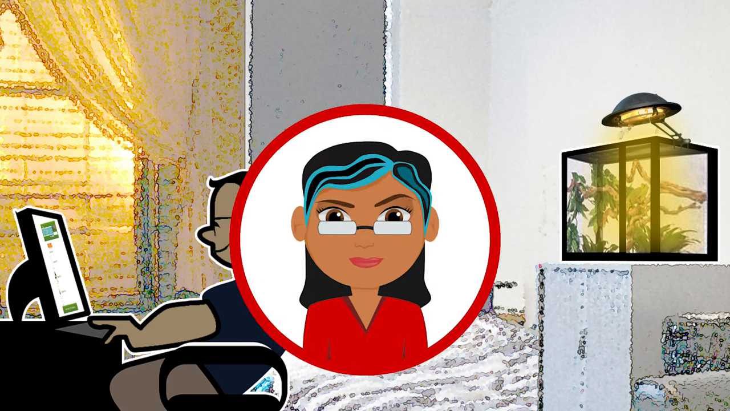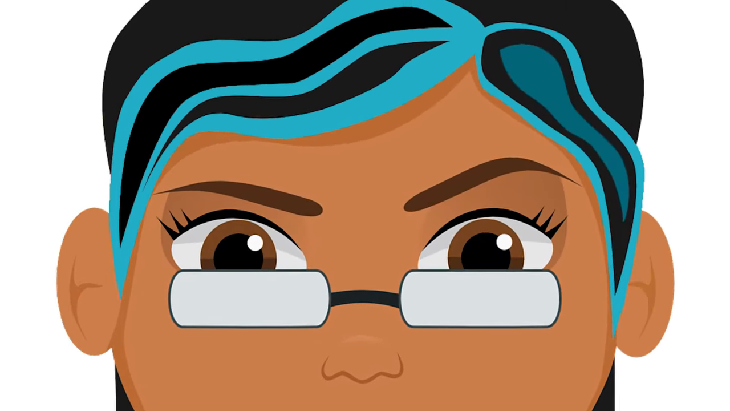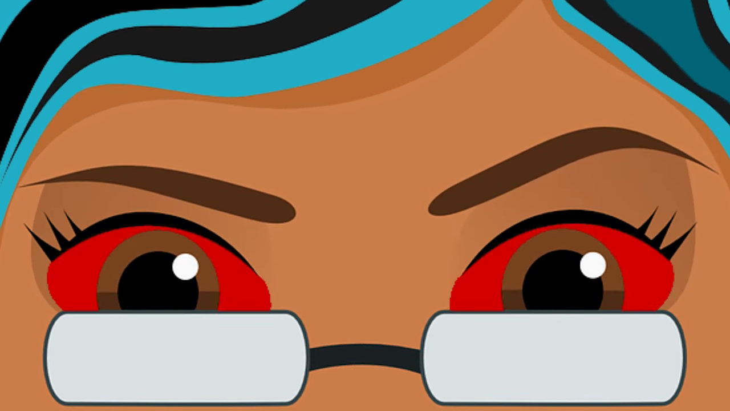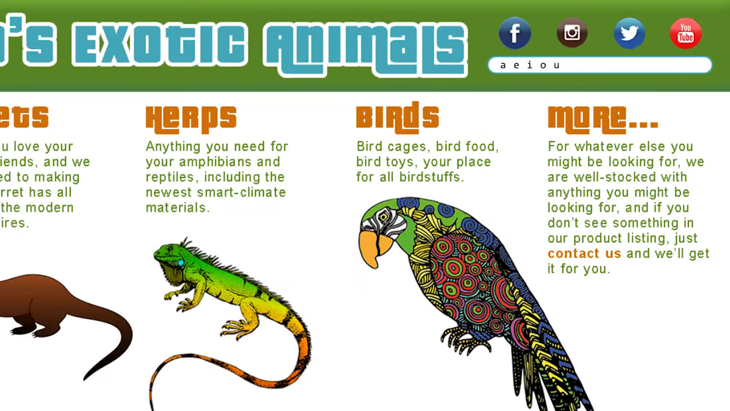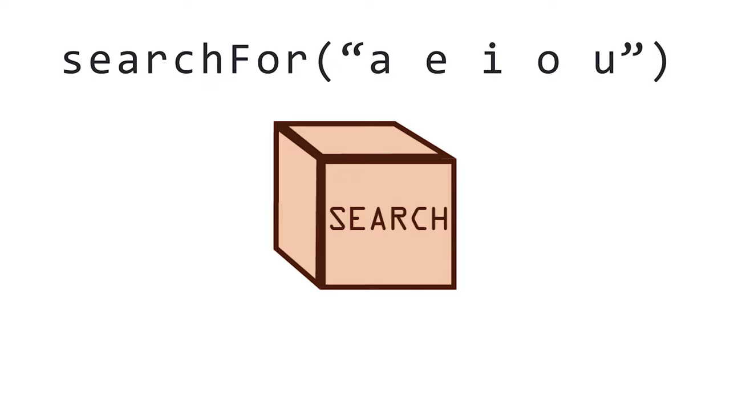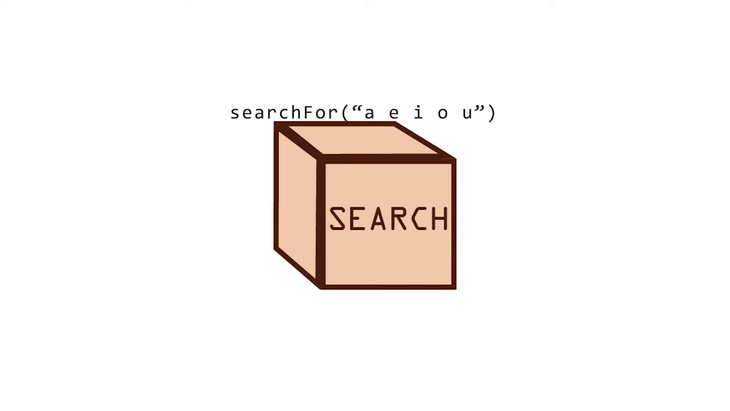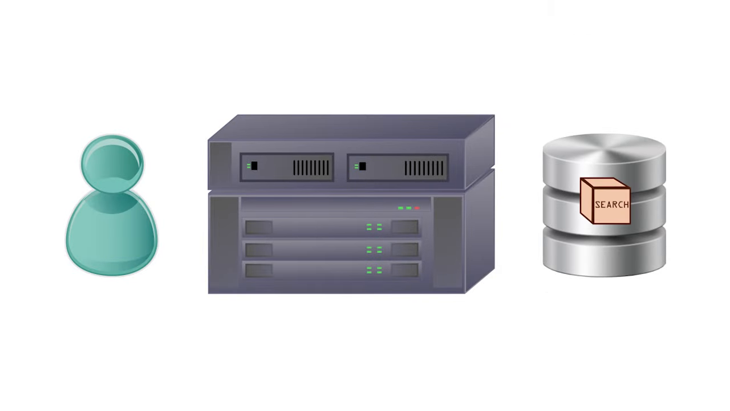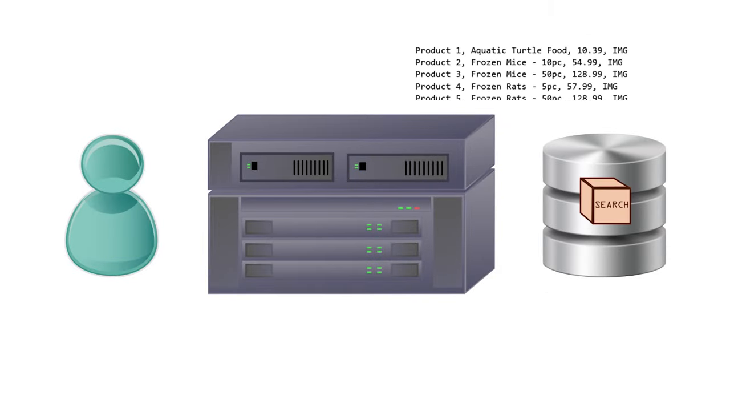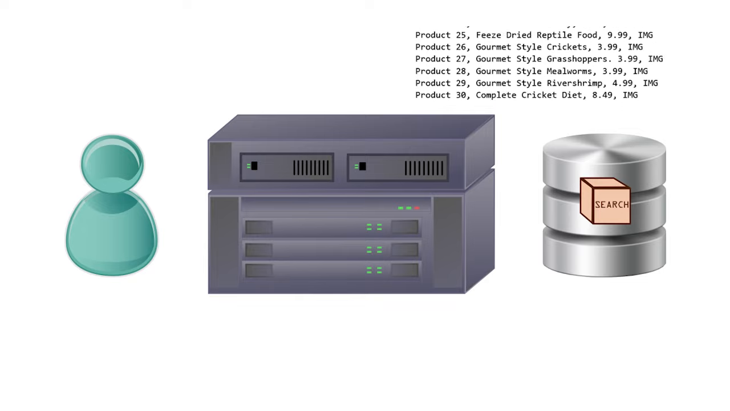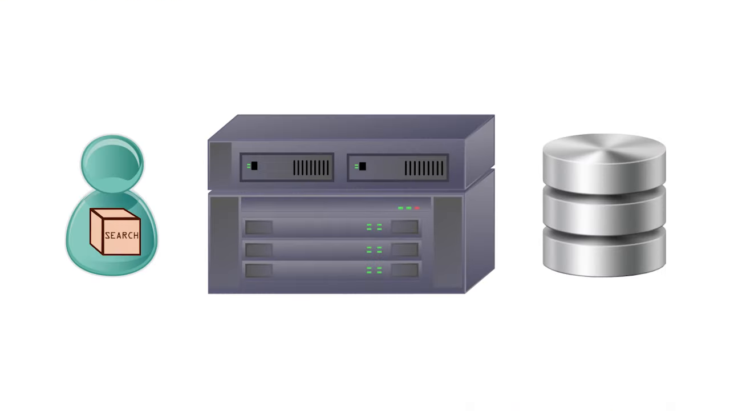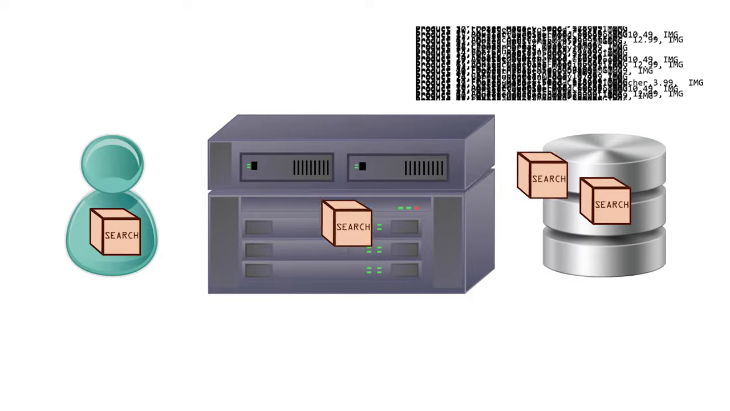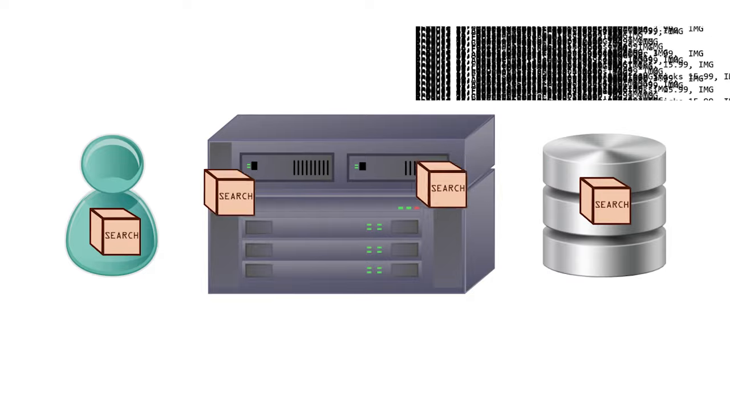But what if a hacker is attempting to crash the site? What if they're trying to trick the system into doing something it can't handle? Let's say the hacker enters A-E-I-O-U into the search box on Bob's website. Instead of searching for a specific word or phrase, the hacker wants every product name that contains a vowel. The search request is passed off the same way to Bob's database. However, this time, the matching product records take longer to compile because the hacker's request matches every product in Bob's database. Now, what happens if the hacker sends the same search request hundreds, if not thousands, of times?